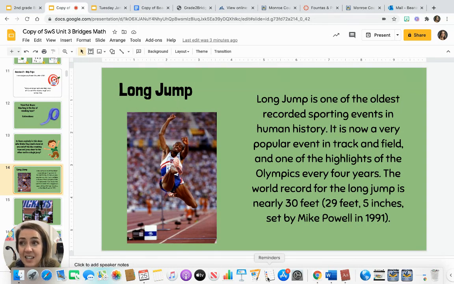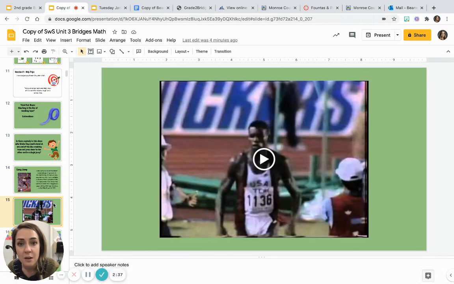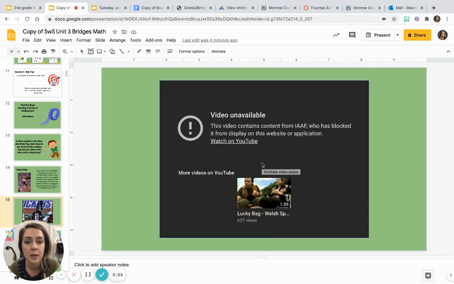So I'm sitting in our classroom right now, and 30 feet is almost the whole length of our classroom. Can you believe that? So I'm going to show you a video of the long jump, and just how crazy it is. And maybe after you do math today, maybe you can go outside, or maybe you have a spot inside like a hallway where you could try to do some really long jumps. So here we go. Uh-oh. Here we go.